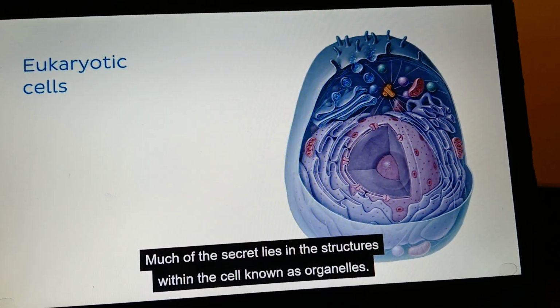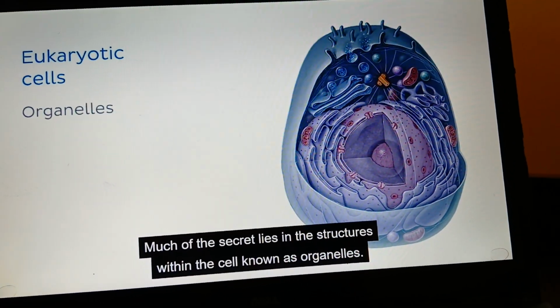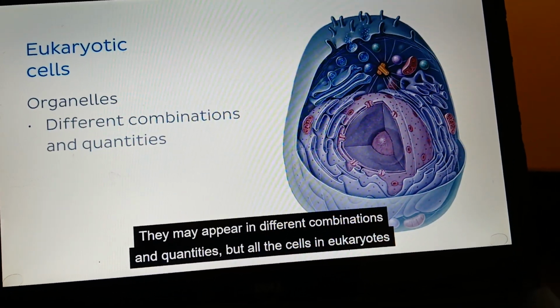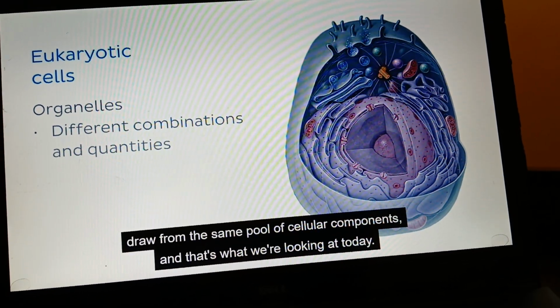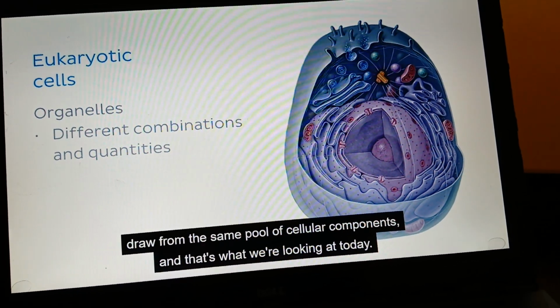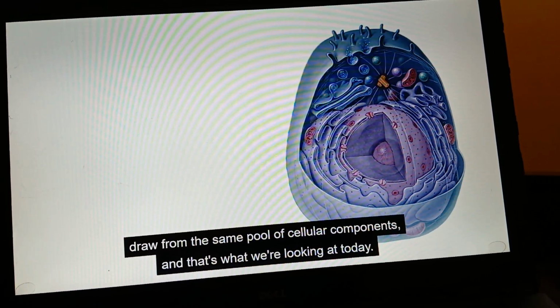Much of the secret lies in the structures within the cell, known as organelles. They may appear in different combinations and quantities, but all the cells in eukaryotes draw from the same pool of cellular components. And that's what we're looking at today.